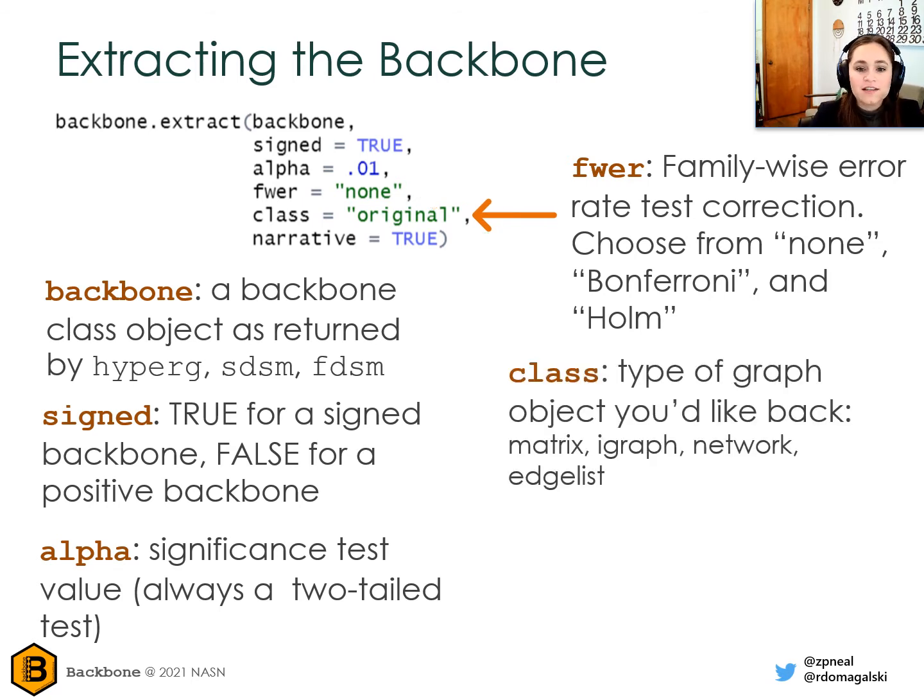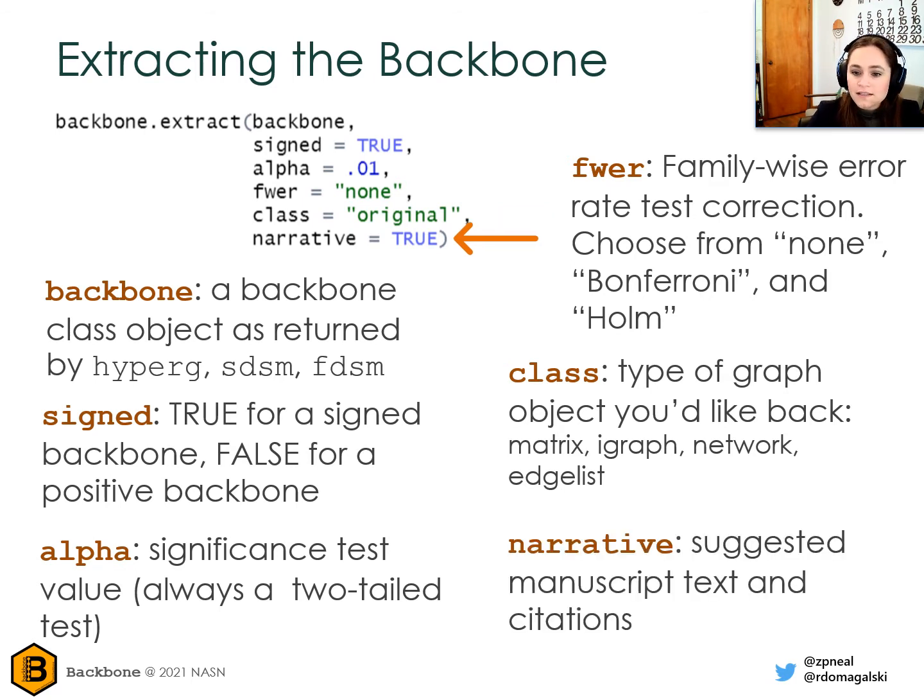You can also change the class of the object that you'll get back. So maybe you started with your data in the form of a matrix, but then once you extract the backbone and you have this network, you would rather deal with it as an igraph object. You can do that simply by setting class equal to igraph. And we also have this narrative parameter. This will output suggested manuscript text and citations. And I'll show you what that looks like in just a second.